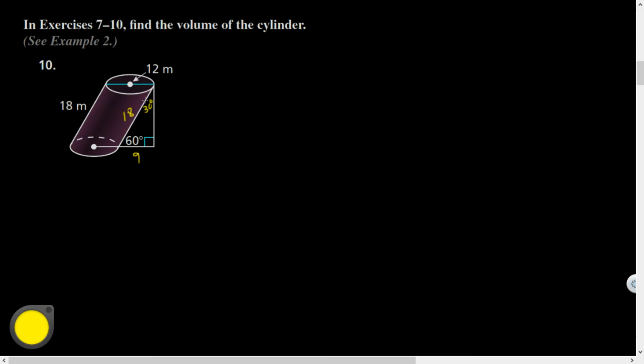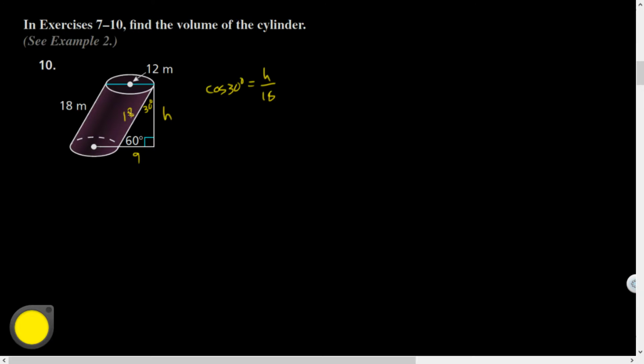Yeah, so I could use cosine. Absolutely, I could find the height. I could find the height saying that cosine of 30 degrees would equal the height over 18, because the height is the adjacent to that 30-degree angle. You could have also done sine of 60 would equal h over 18.